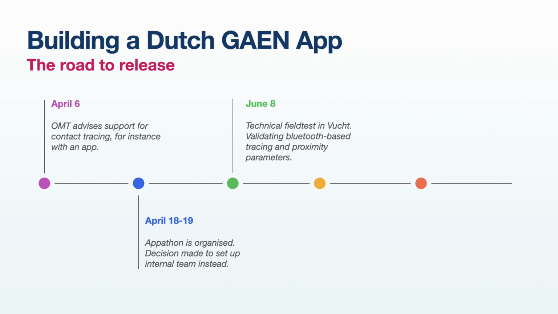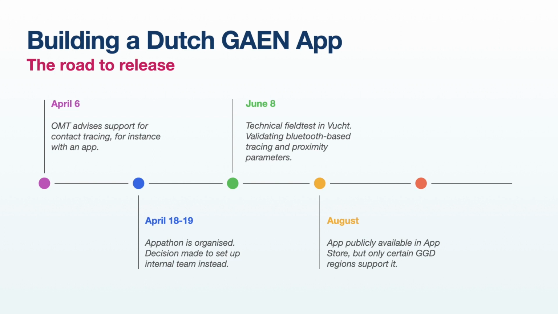Then during the development of this app, they also did a lot of technical tests, which means they wanted to validate whether this kind of proximity tracking actually worked in practice as Google and Apple said it would. Some technical tests were done in Vught to check that the parameters for this proximity were actually correct.